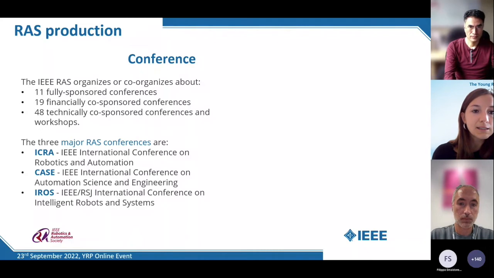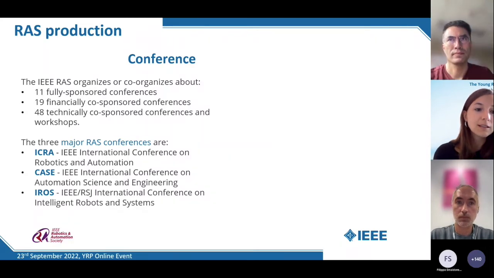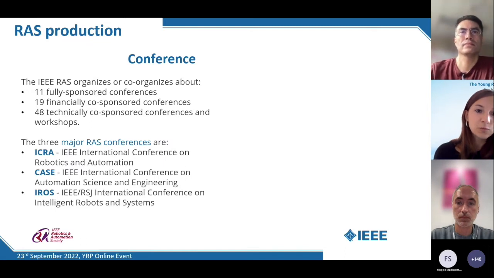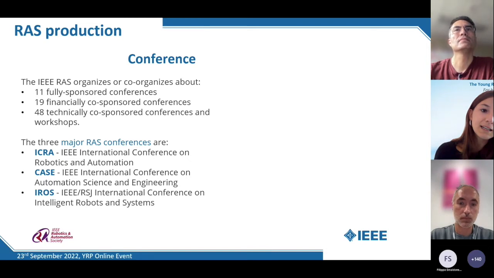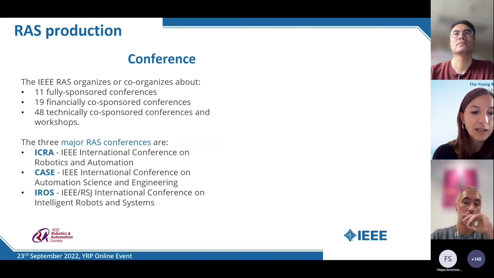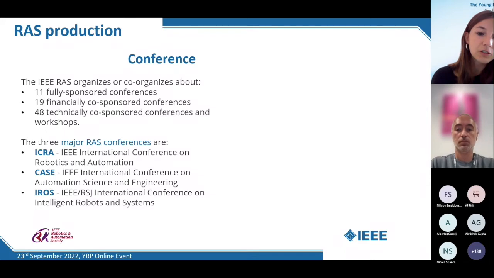The IEEE RAS organizes or co-organizes about 11 fully sponsored conferences, 19 financially co-sponsored conferences, and 48 technically co-sponsored conferences and workshops. But the three major RAS conferences are, as you may know, ICRA, the International Conference on Robotics and Automation, CASE, the International Conference on Automation Science and Engineering, and IROS, the International Conference on Intelligent Robots and Systems.